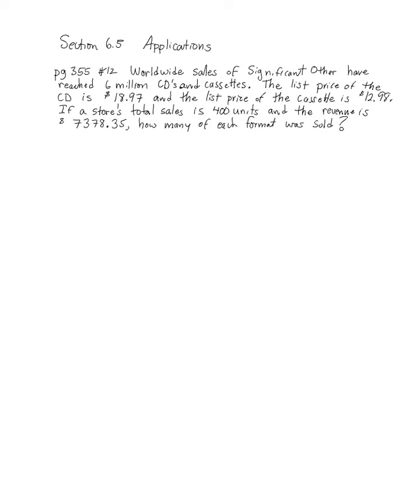Okay, so the first thing we need to do is decide what we're looking for. And that's usually the last sentence in the problem. So the last sentence says, how many of each format was sold? Okay, so I'm looking for how many CDs and how many cassettes. So I'm looking for two different things. So I'm going to let X equal number of CDs, Y equal number of cassettes.